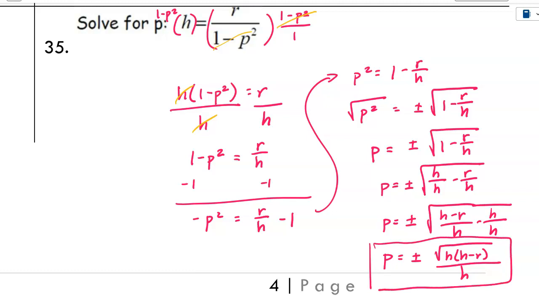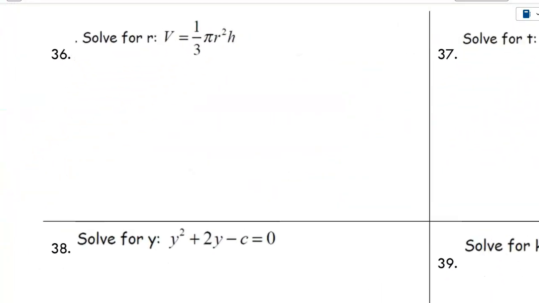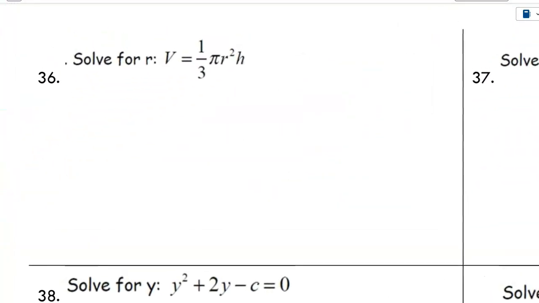Okay, for the actual test, if you get down to here, I'll give you full credit. But that little extra step to rationalize the denominator is always nice. Okay, good job.